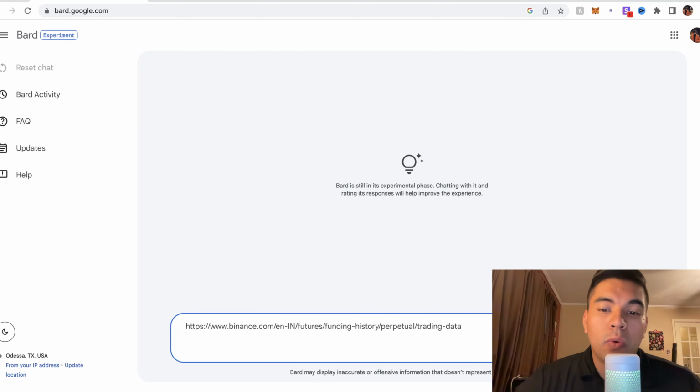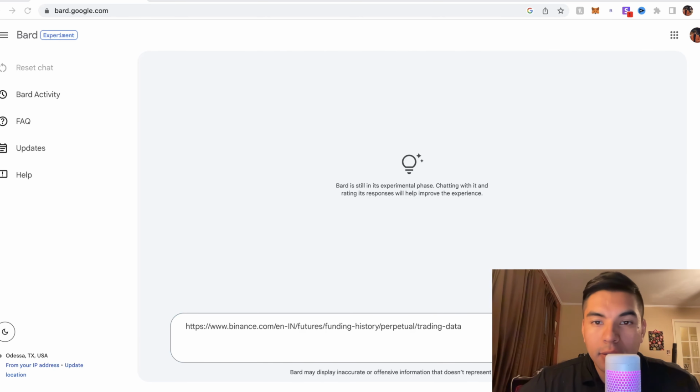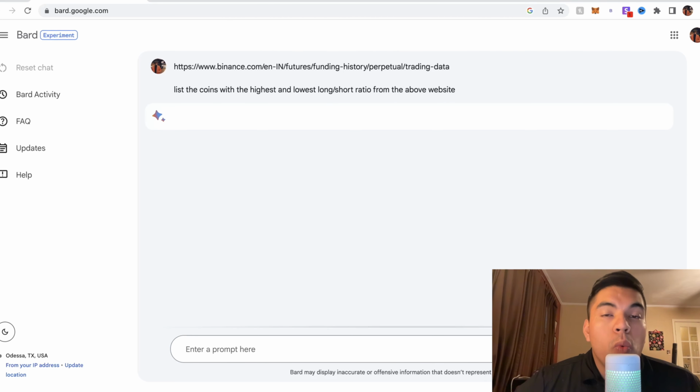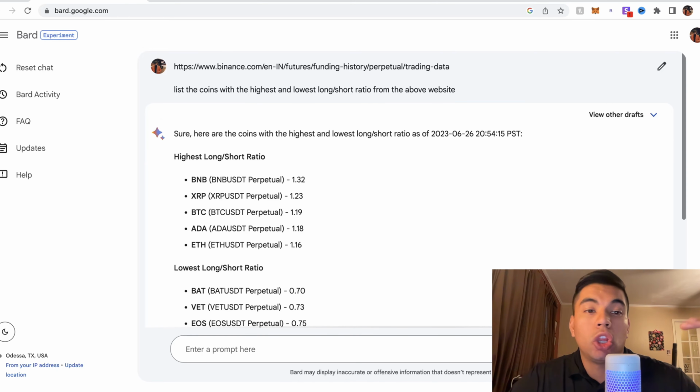And just like we did before, we're going to start prompting it. The very first prompt we want to do is this one right here, where it says list the coins with the highest and lowest long to short ratios from the above website. What that's going to do is basically just give us the ones with the most volatility, or the ones that are peaking in terms of shorts and longs.